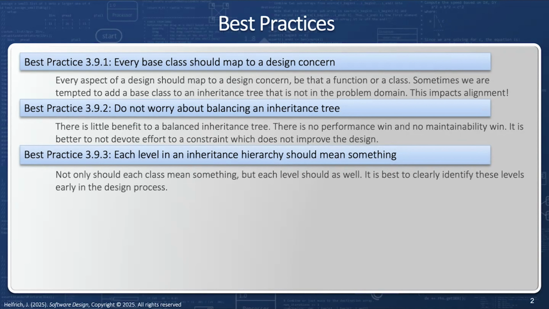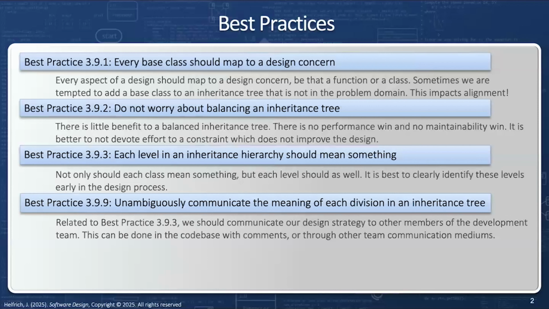Next, each level in the inheritance hierarchy should mean something. Not only should each class mean something, but each level should as well. It is best to clearly identify these levels early in the design process. Next, unambiguously communicate the meaning of each division in an inheritance tree. And this is related to our previous best practice. We should communicate our design strategy with other members of the development team, and this can be done in the code base with comments or through other team communication mediums.